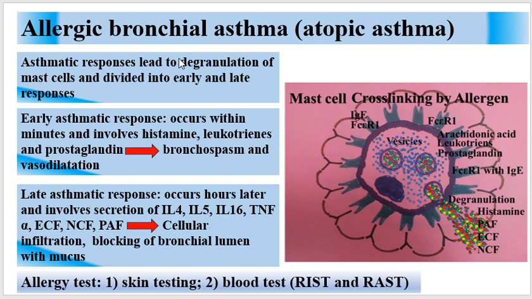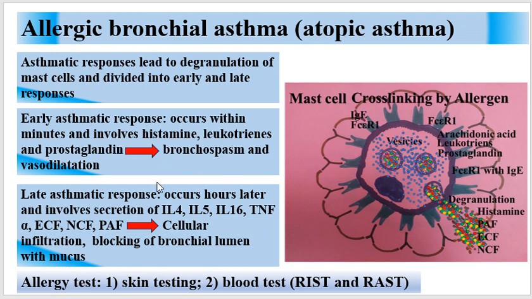So during allergic asthmatic attack, the responses, as I mentioned, lead to degranulation of mast cell, and these asthmatic responses are divided into early and late responses. Early asthmatic response occurs within minutes following exposure to the allergen, and involves histamine, leukotrienes, and prostaglandin liberation, and this will lead to bronchospasm and vasodilatation.